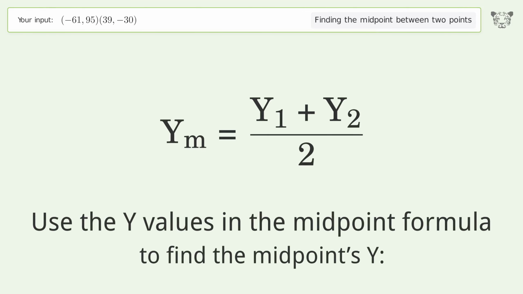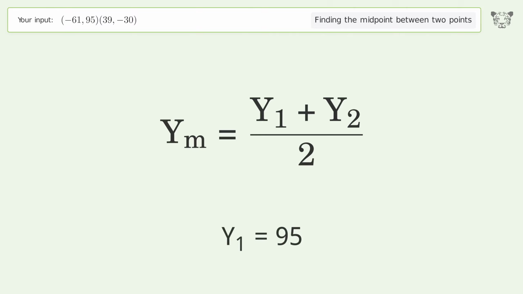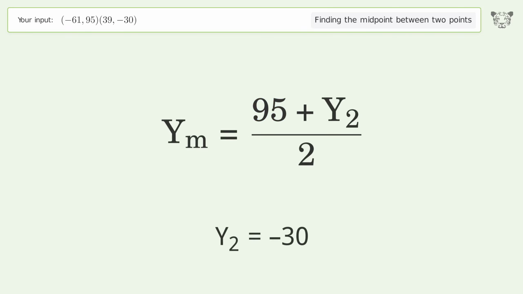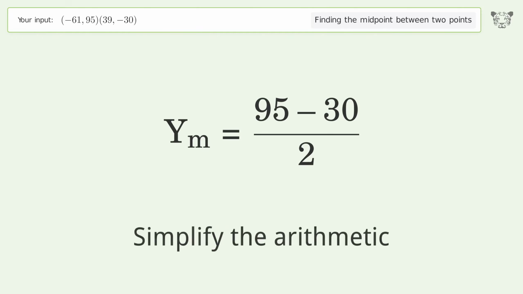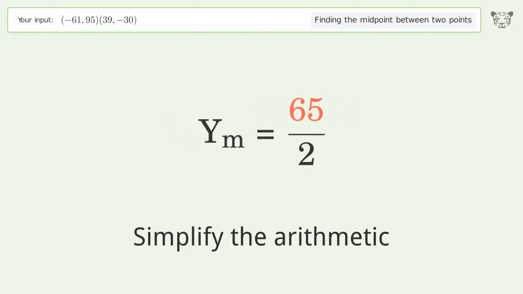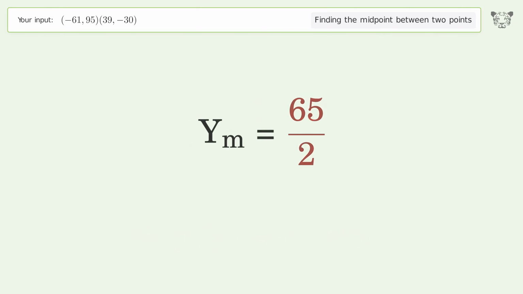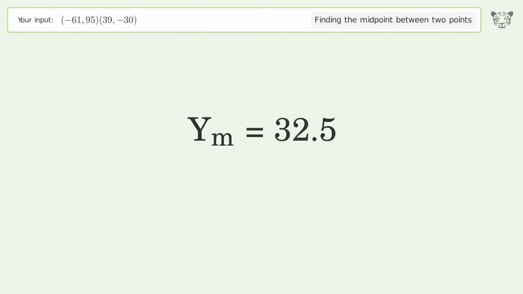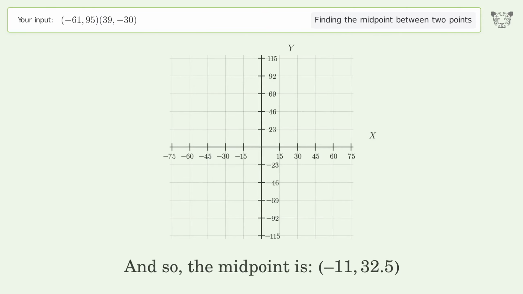Use the y values in the midpoint formula to find the midpoint's y. y1 equals 95. y2 equals -30. Simplify the arithmetic. And so, the midpoint is -11, 32.5.